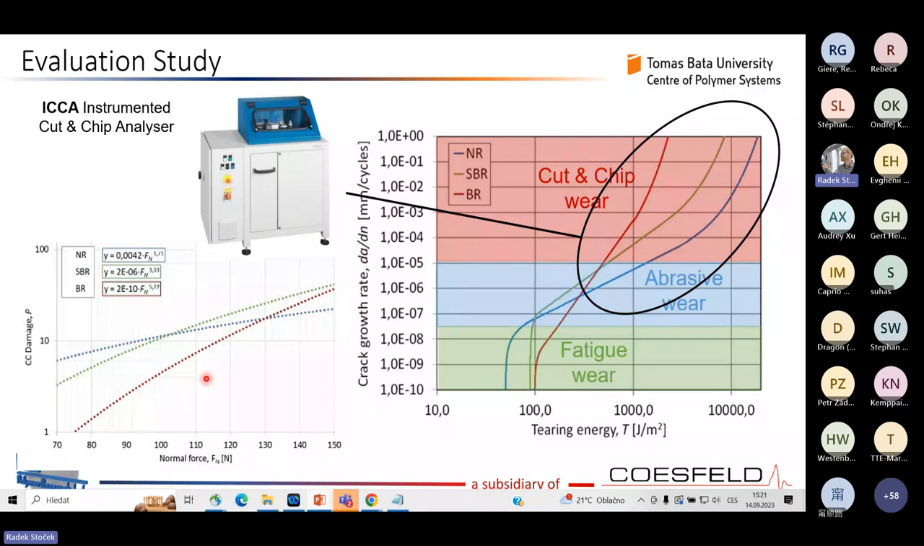So, starting with BR, we see that BR has the lowest P value for the starting part. Then we have SBR and then NR. However, when coming to the very high loading, then the NR became the most resistant one. You can very clearly see it.